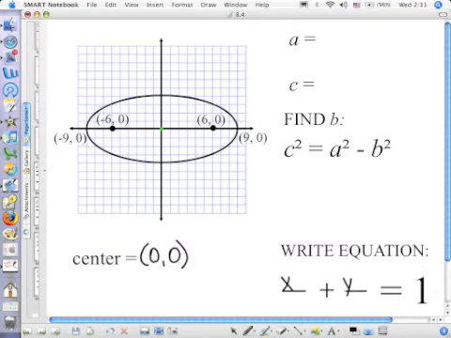A is the distance from the center to this. How far away is it? It's 9 units away. C is the distance from the center to the focus. And the reason I needed C is because I don't know the coordinates of this. They look like I know them, but I don't know them exactly. No, it's a distance. Distance is always positive.